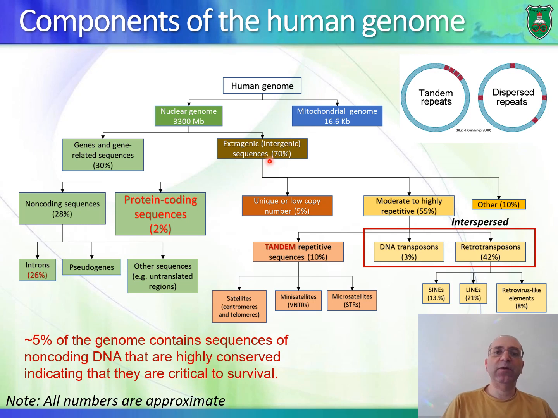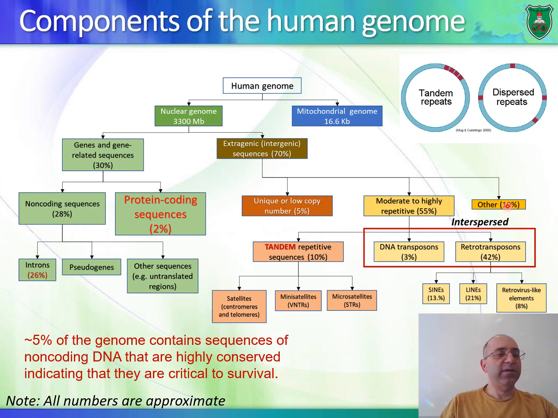So they constitute about 70% of the human genome. That's huge, right? Now, about 5% is basically unique or low copy number. That is, they are unique sequences, okay? They're different from each other. So that's little. About 55% is basically repetitive DNA sequences. The same sequence, but they are repetitive. They are present in different places, or they are repeated.